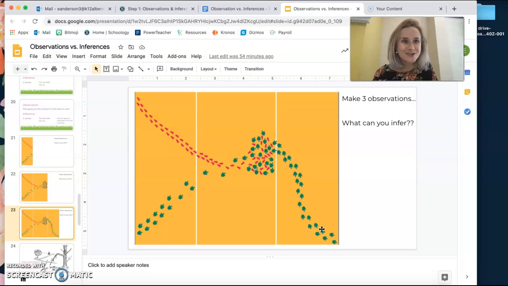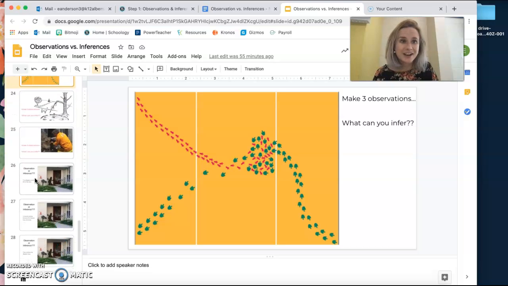Here's the last panel. What do you observe? I observe the green shape, and they're pointing downwards. I can infer that maybe the animal with the red tracks is riding on the back of the animal with the green tracks. Or maybe the animal with the green tracks is walking away and the animal with the red tracks flew away. Maybe it's a bird. Or maybe the animal with the green tracks ate the animal with the red tracks. Again, I don't know, but that's what I can infer.